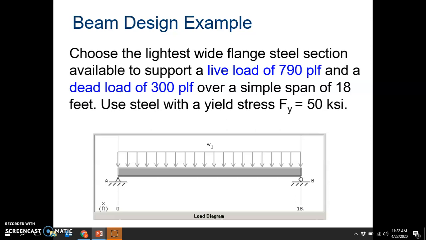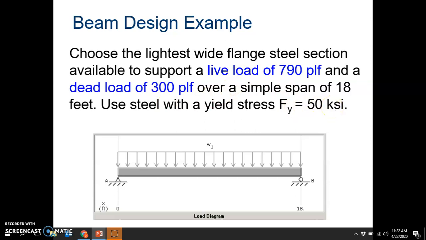Choose the lightest wide flange, which is an I-beam, steel section that can support a live load of 790 pounds per linear foot and a dead load of 300 pounds per linear foot over a simple span of 18 feet. And we will use Grade 50 steel, which has a yield stress of Fy equals 50 kips per square inch.